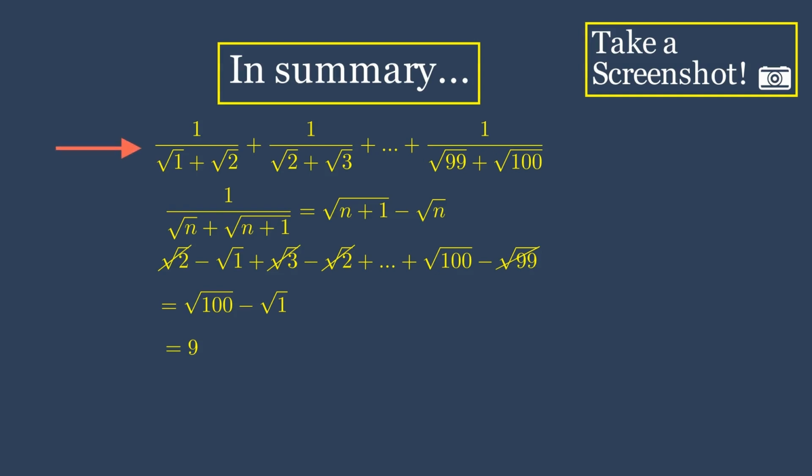In summary, we first found a general formula to rewrite each fraction in our expression. After doing so, we cancelled out almost all the terms in our expression to get root 100 minus root 1, which we simplified to 9.